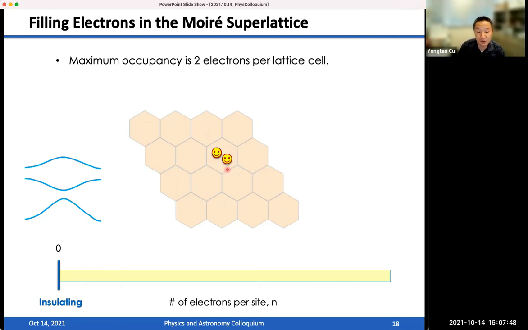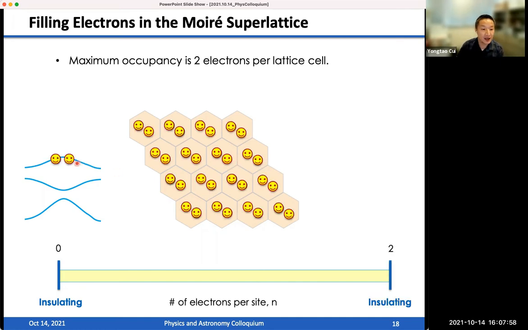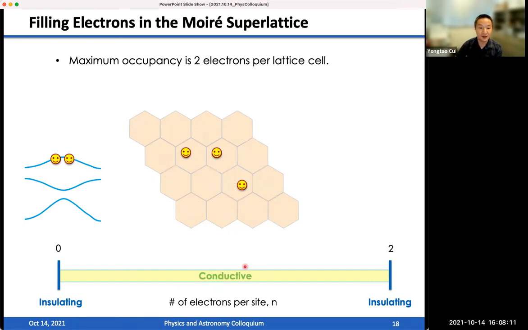Because of the Pauli exclusion principle, we can have 1 spin up and 1 spin down, and that's the maximum occupancy. That corresponds to filling 2 electrons in this Moiré mini band. In this case, the mini band will be completely filled, and it will also be an insulating state. Everywhere in between has to be conductive, because if you only partially fill this lattice, there are a lot of empty states nearby, so electrons can move freely. Anywhere in between will be conductive, and that's what we know from simple band theory.